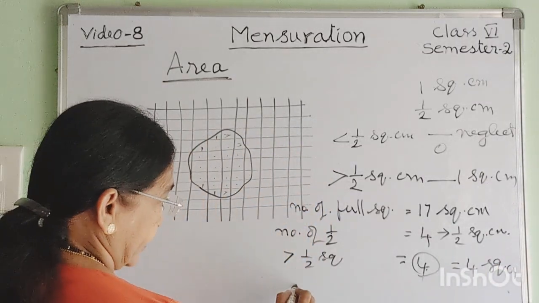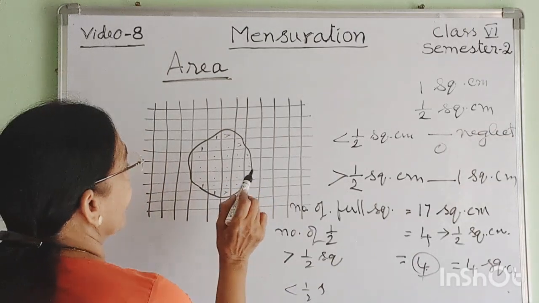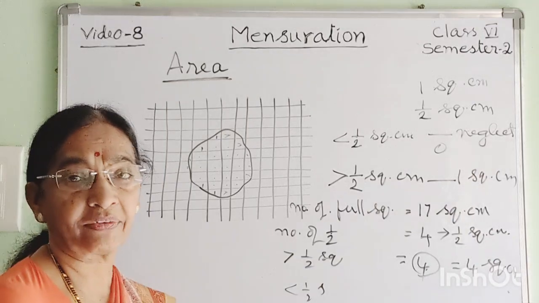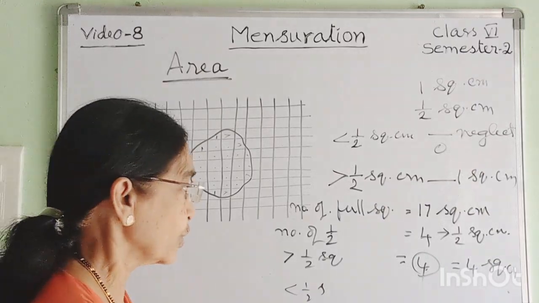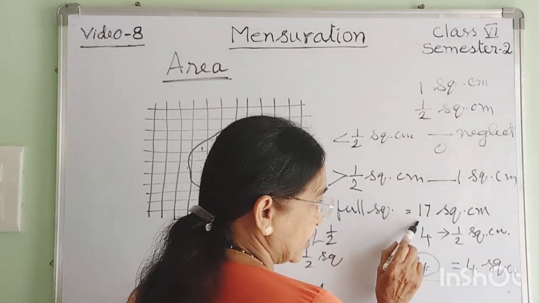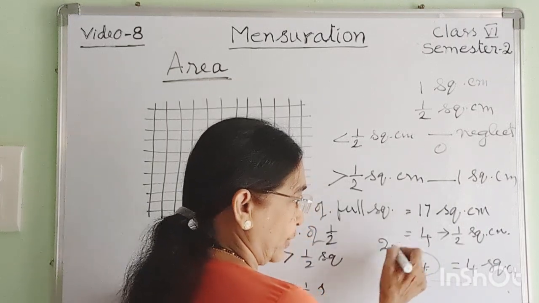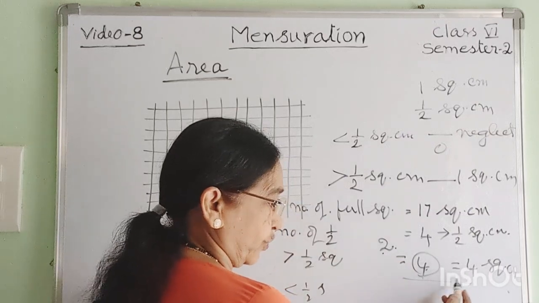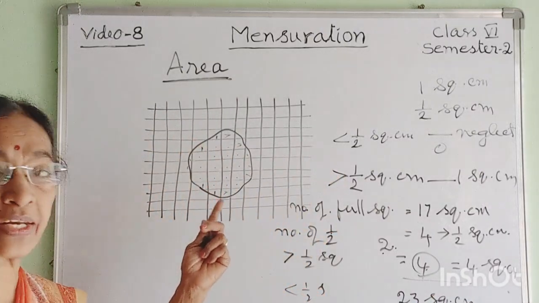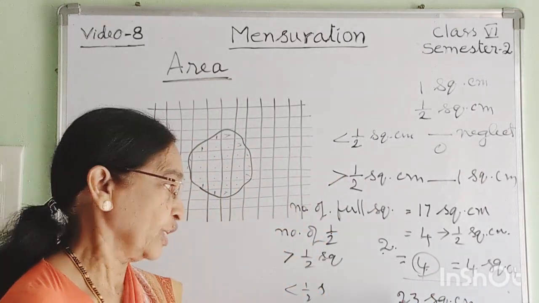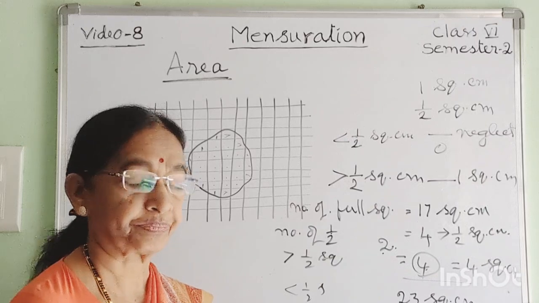Now the less than half squares. This is less than half, this is less than half, this is less than half. Whatever the number, suppose there are 6, we will neglect them. We don't take them. So adding all this, 17 square centimeters plus 4 half square centimeters. 4 halves are 2. So 19 square centimeters plus 4, altogether 23 square centimeters. The area of this figure is estimated as 23 square centimeters by keeping it on a grid paper.